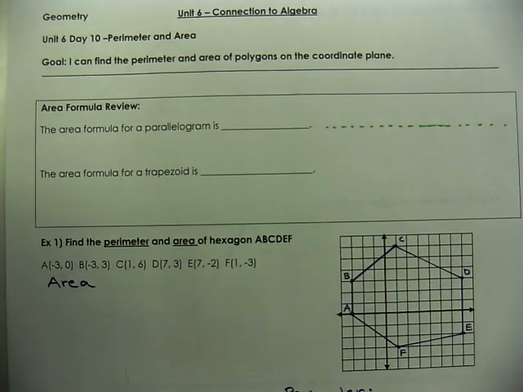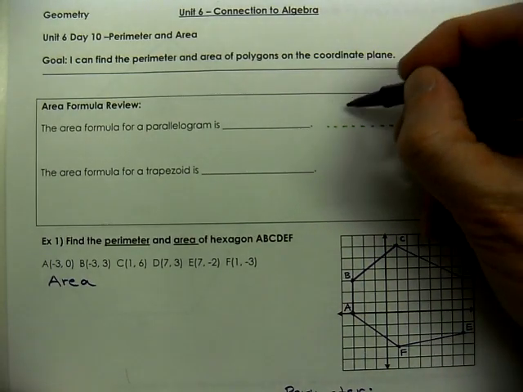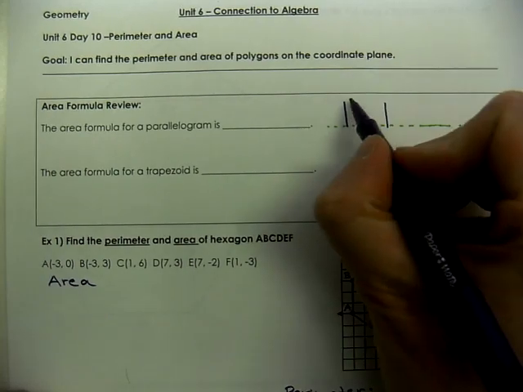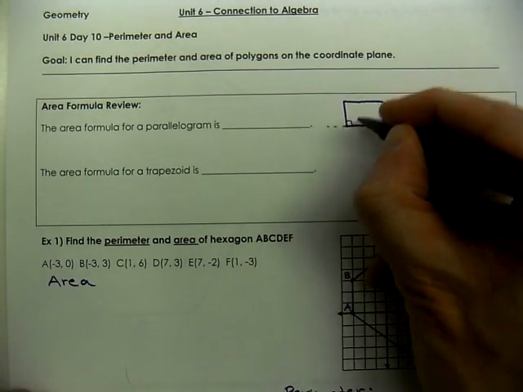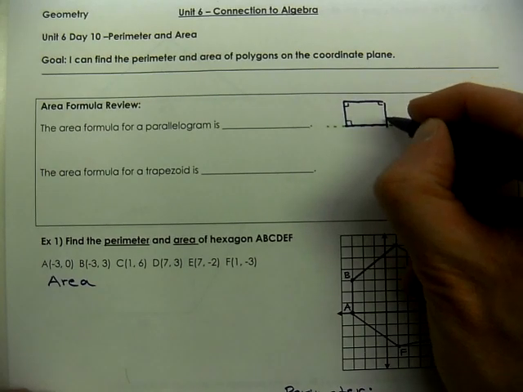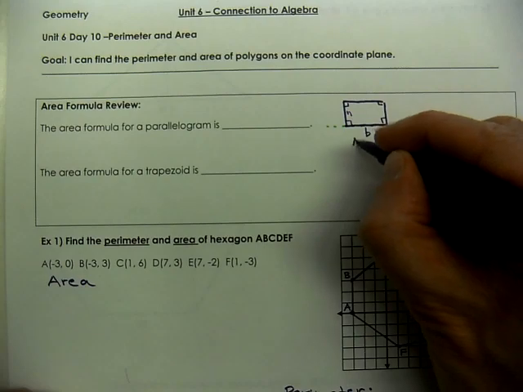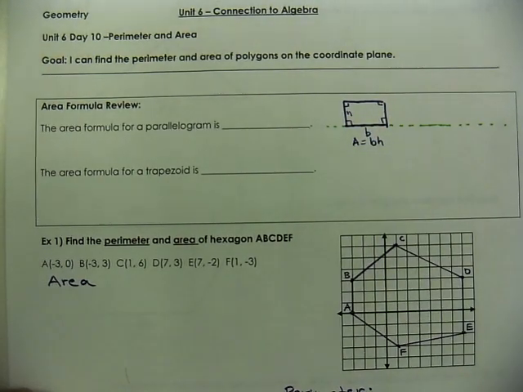So let's start off with the parallelogram. Now before I draw the parallelogram and give the area formula, think about a rectangle. So I'm going to take you back to yesterday, the previous lesson, day 9, and we have a rectangle here with a base and a height, right? And we learned that area is base times height, or length times width if you want to think of it that way.